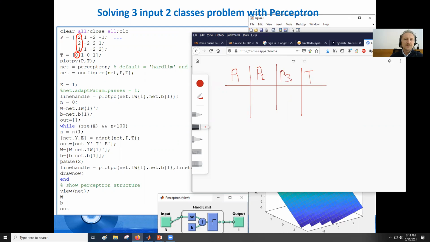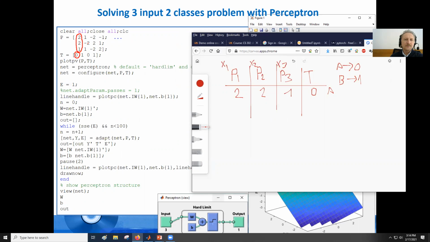For example, in the first case in our data set, the first input you can call X1, also X2 for the second input, and the third input. We can use any notation. First input is 2, second input is 2, third input is 1. We want output class of 0. We can say, for example, A class will be represented with 0, B class will be represented with 1.